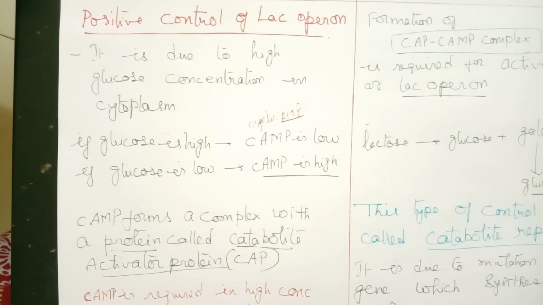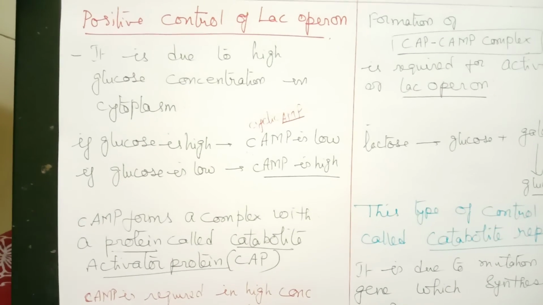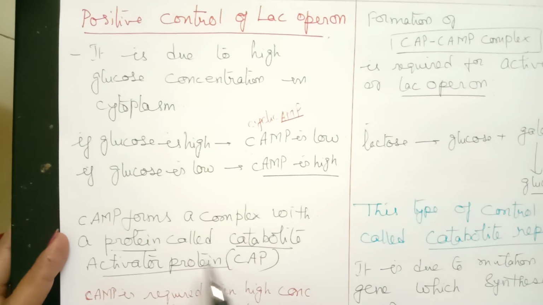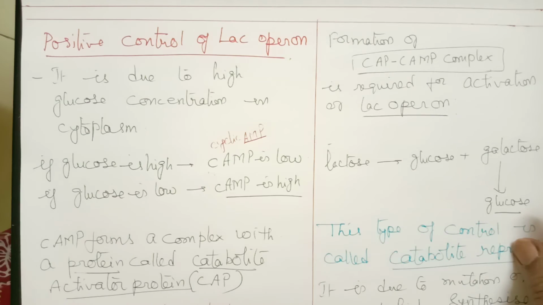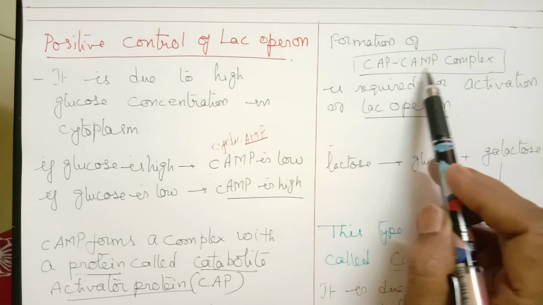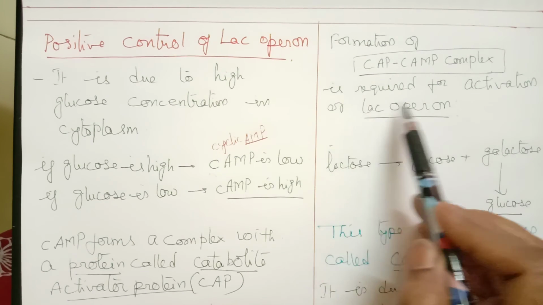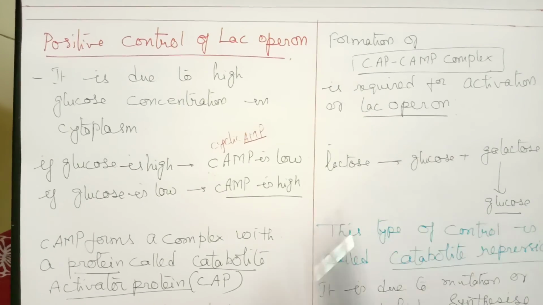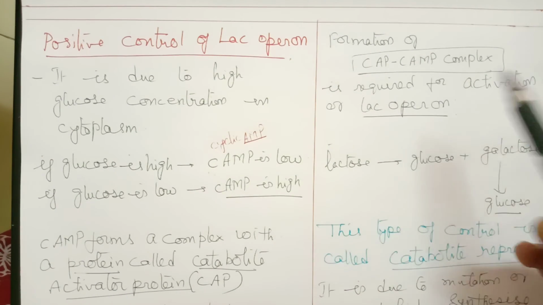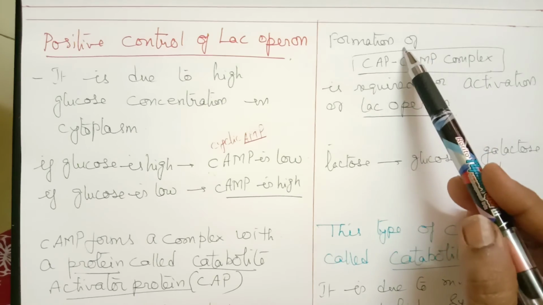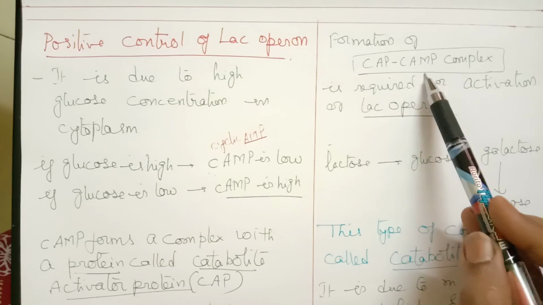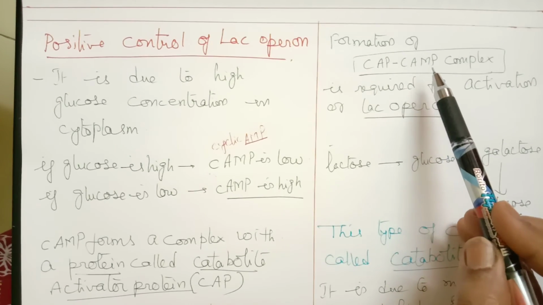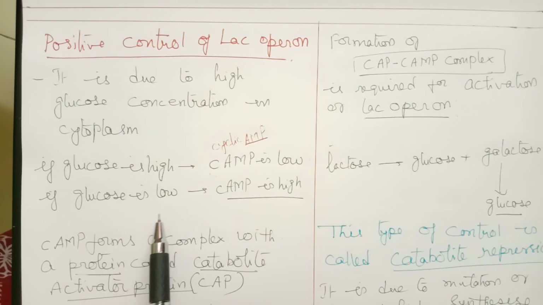It is synthesized in the bacterial cells. It is called catabolite activator protein, and this protein will form a complex. So formation of this complex is very important: the catabolite activator protein and cyclic AMP complex. This is required for activation of Lac Operon, and this complex can be formed only if there is high cyclic AMP. When is cyclic AMP high? We find more concentration when glucose is low.